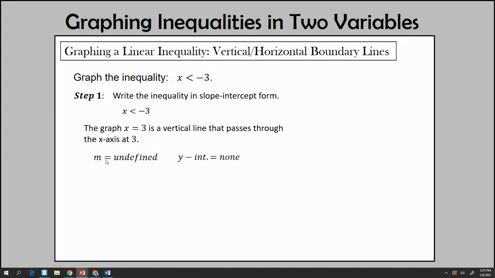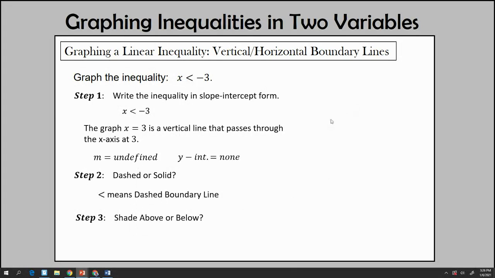The slope for any vertical line is undefined. It doesn't have a y-intercept because it never goes through the y-axis. So those two really don't do anything for us. Okay. Should it be dashed or solid? Well, that inequality is just less than. That means it's dashed. Okay. Should we shade above or below? Well, if you think about it, if our line is vertical, there really is no above or below, right? Because it's a vertical line, there's really no above or below.